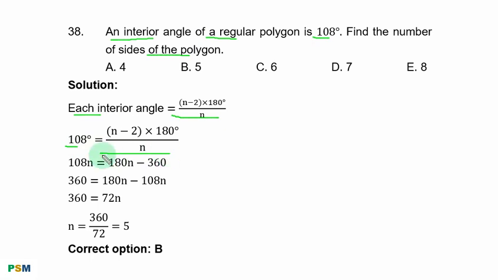Cross multiply to clear the fraction. You have it in this form. You open this bracket, you have these results. Transfer this term to the left, it becomes positive. You transfer this to the right, it becomes negative. When you subtract, you have 360 equal to 72n. Divide both sides by 72 and n is equal to 5. The correct option is B.